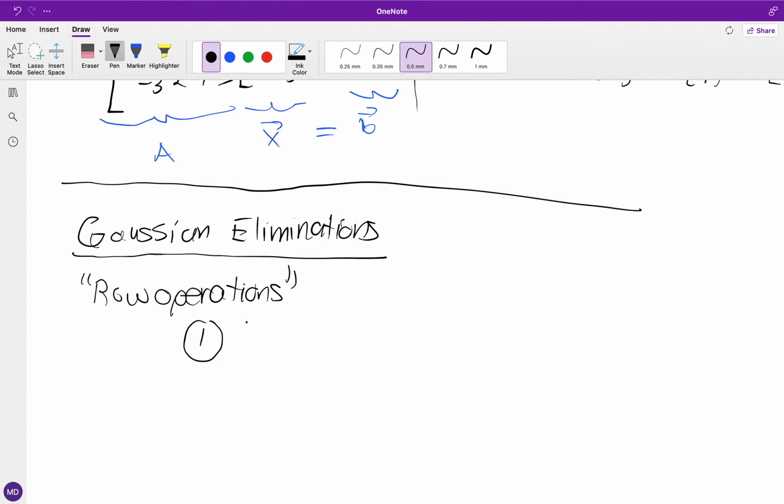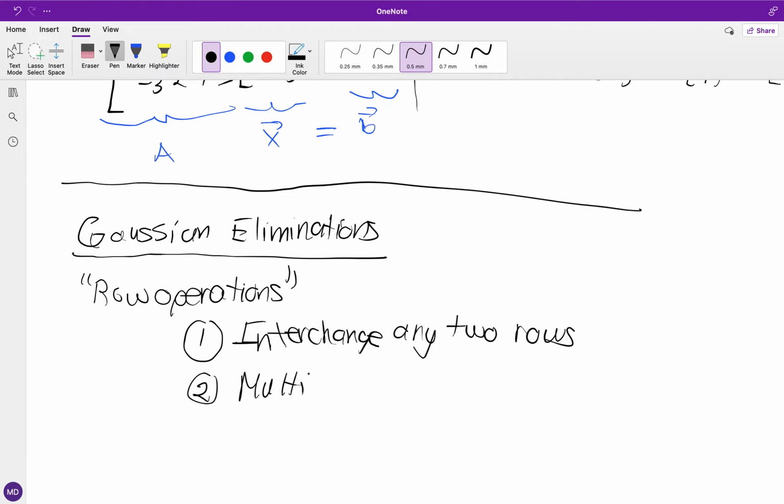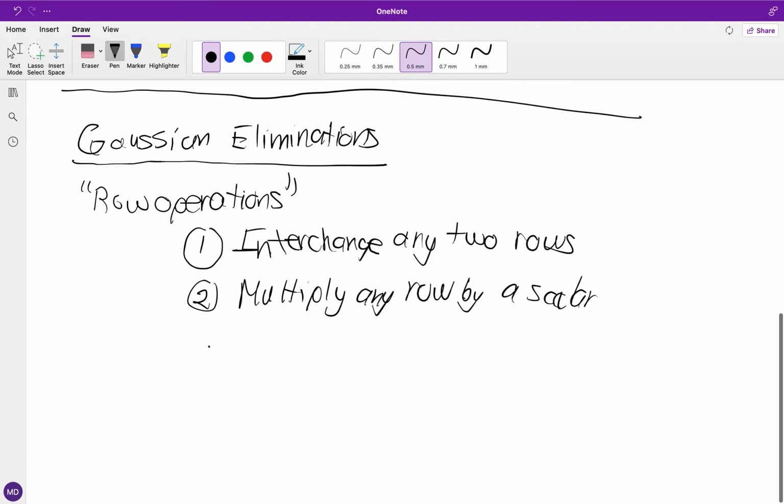So the first one is that you can interchange any 2 rows. The second is that you can multiply any row by a scalar. And the third is that you can add any multiple of one row to another.